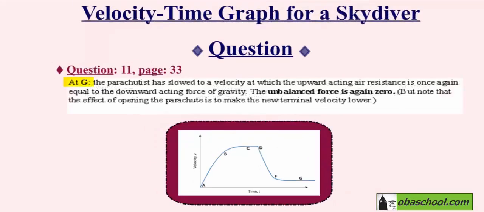Finally, point G. The parachutist has slowed to a velocity at which the upward acting resistance is once again equal to the downward acting force of gravity. The unbalanced force is again 0, but note that the effect of opening the parachute is to make the new terminal velocity lower.